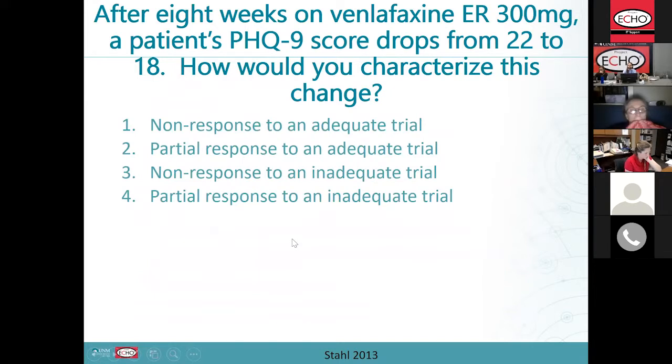All right, next question. After 8 weeks on venlafaxine ER 300 milligrams, a patient's PHQ-9 score drops from 22 to 18. How would you characterize this change? Is this 1, a non-response to an adequate trial? Is it 2, a partial response to an adequate trial? Or 3, is it a non-response? Or 4, a partial response to an inadequate trial?